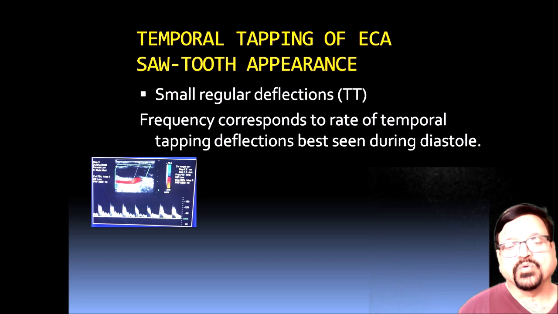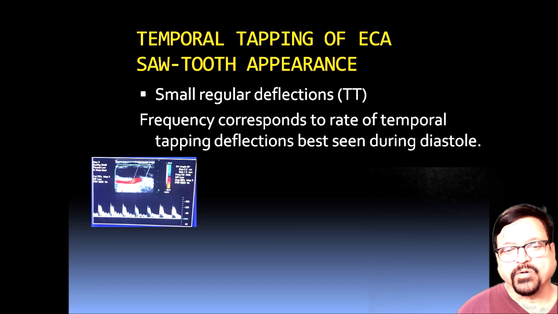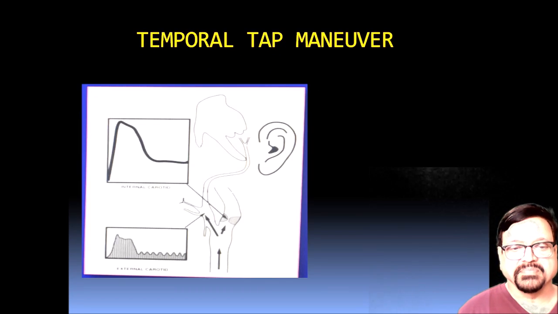Now this is again what we have already seen, temporal tapping and sawtooth appearance, how it occurs when we tap on the temporal region and get changes in the arterial waveform. So this is the technique of temporal tapping, and this is the result which is shown.